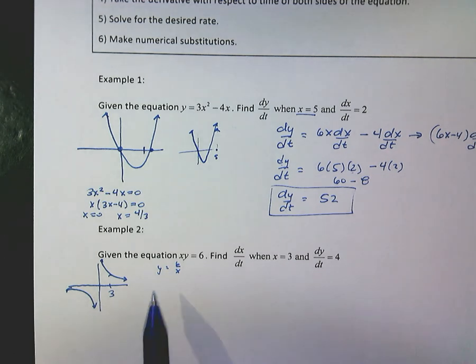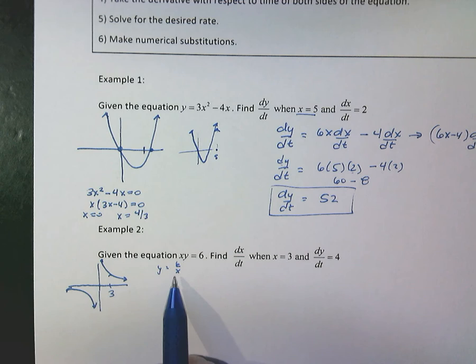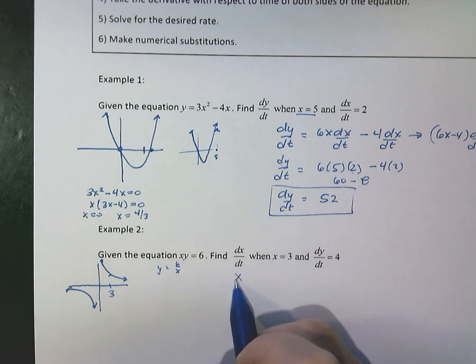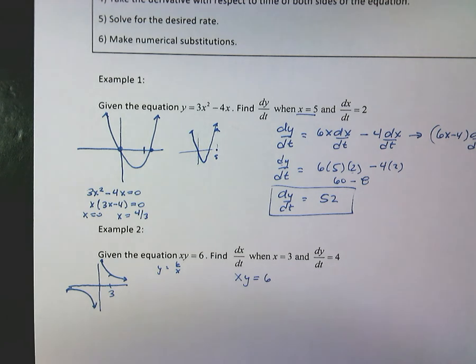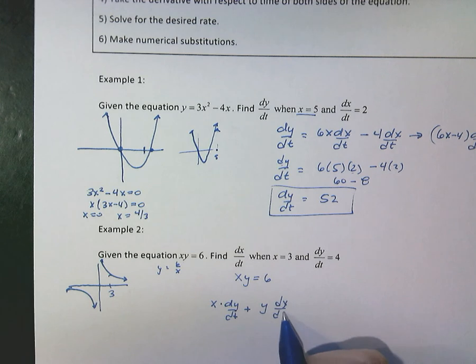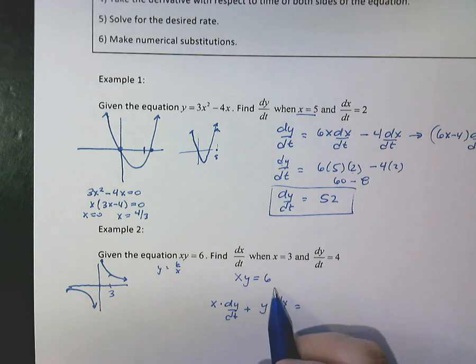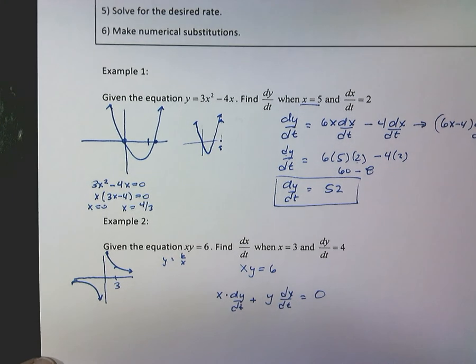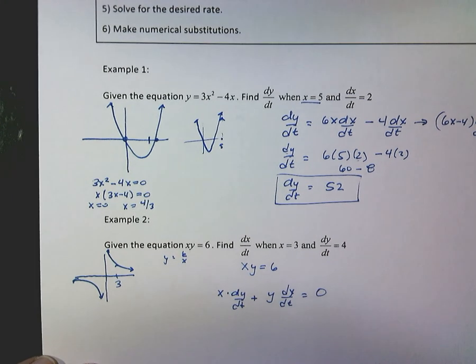So I could take the derivative of y equals 6 over x. I'm going to go ahead and just do the equations that they gave me. So it's a product rule. So I've got the first times the derivative of the second plus the second times the derivative of the first, and the derivative of a constant is 0. I can rearrange this if I want to.